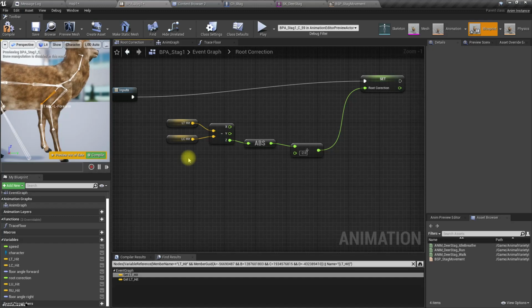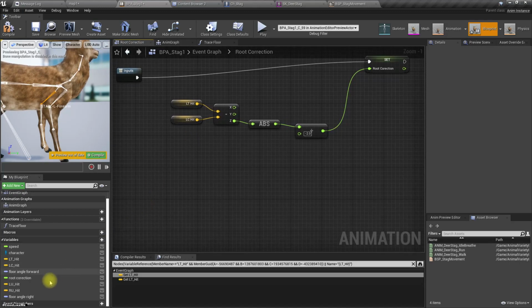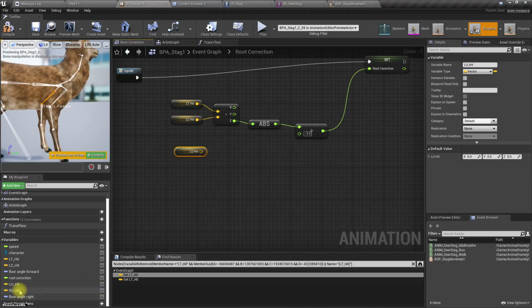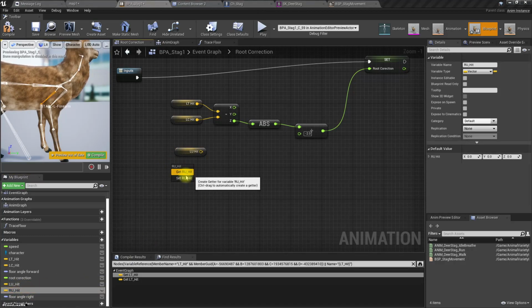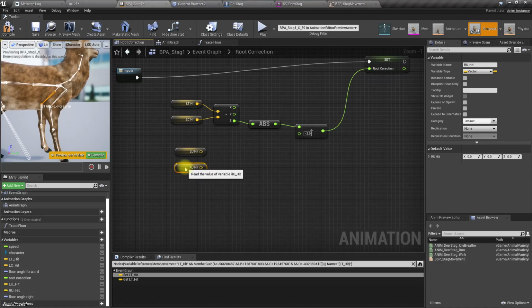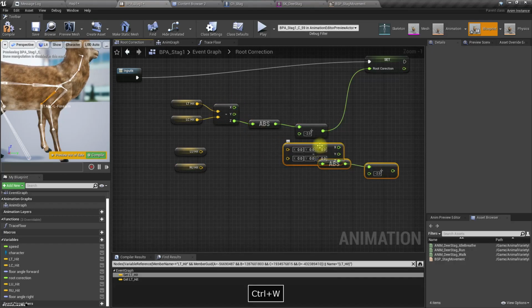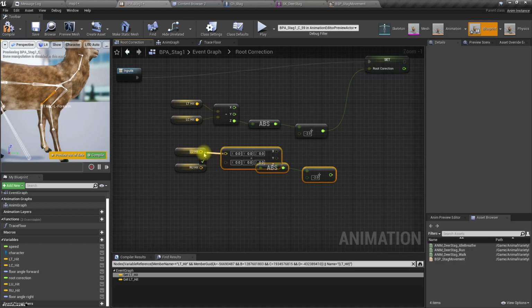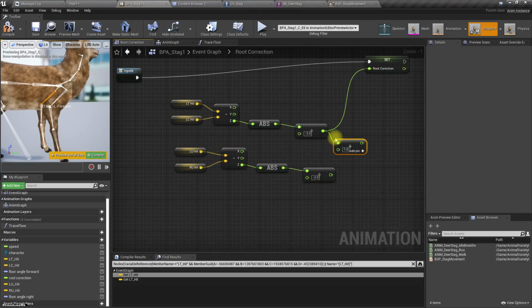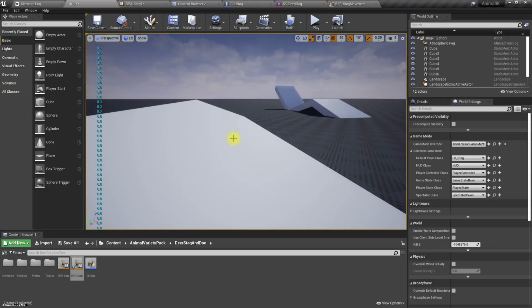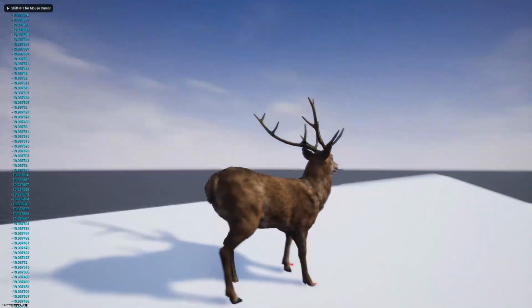So that's what comes from the forward angle. Similarly, LU hit plus RU hit, do the same thing actually. Now we can keep both legs on the ground. Yeah, see, that's better.